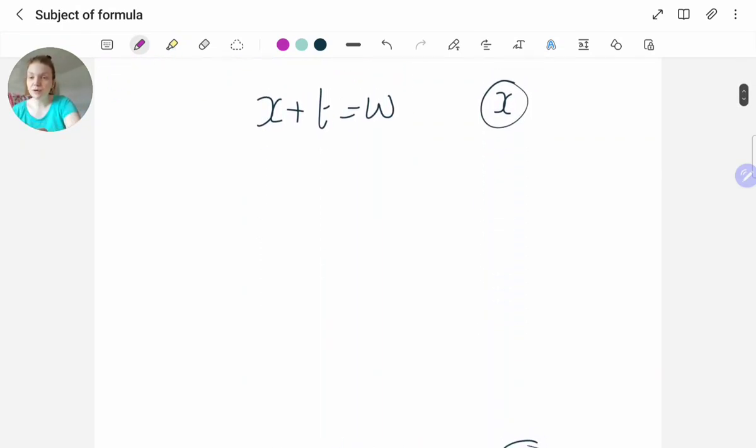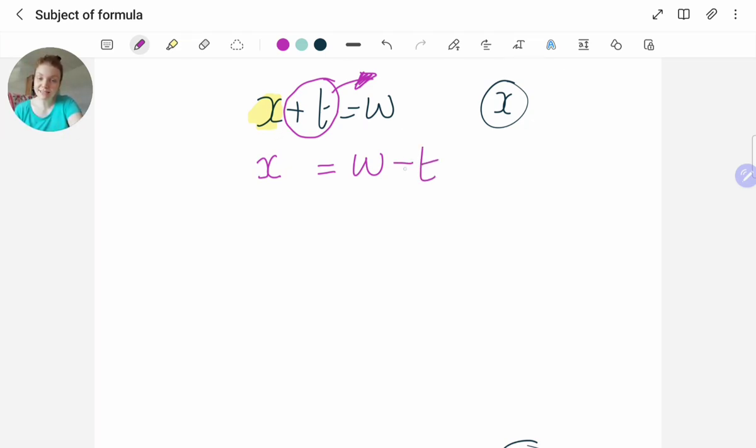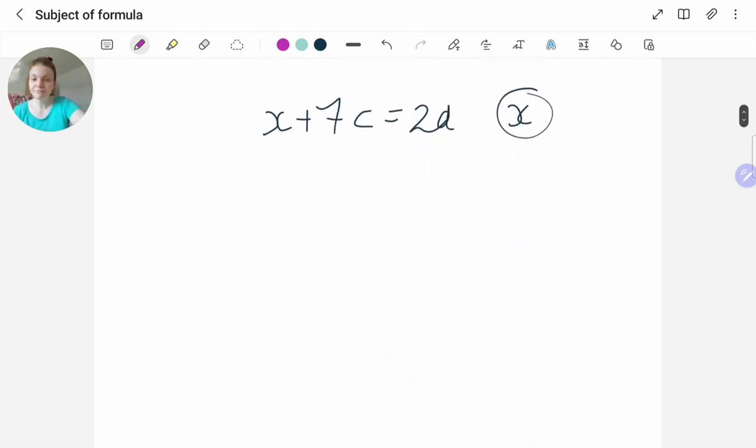Let's try this one. We'll highlight our x because, again, we want to make x the subject. Has to be positive by itself. It's already positive. It's not by itself. So we're going to move the t to the other side of the equal sign. So x stays where it is, didn't move. W stays where it is, didn't move. And plus t becomes minus t. Change side, change sign. And now we have x equals the rest of the equation. So we know we have done it correctly.